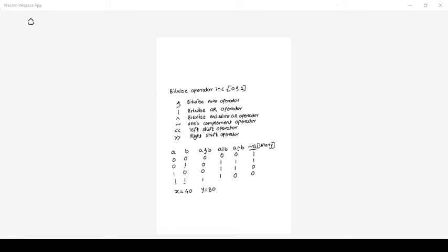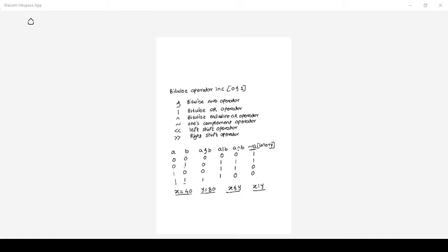Okay, so these two values are given in our program, and we want to perform the bitwise AND and bitwise OR operations. So these two we have to perform. For this, how will it be performed? First, these two are decimal numbers, so we want to convert these decimal numbers into binary numbers.